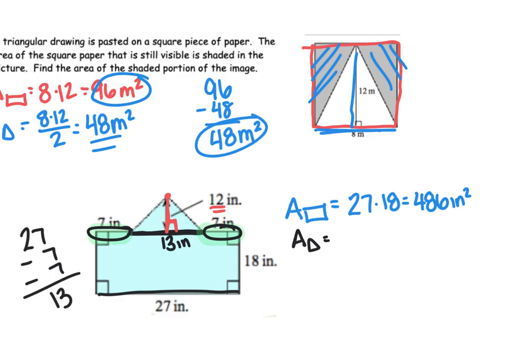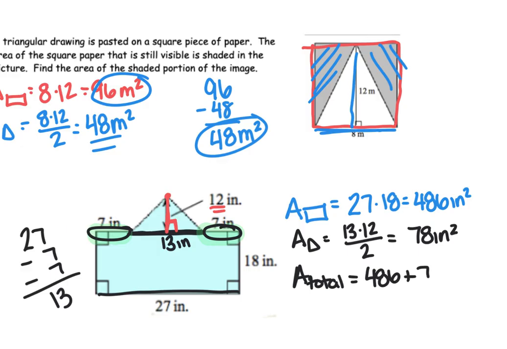So now I have the base, 13, and the height, 12, of this triangle. We can do 13 times 12 divided by 2, which gives me an area of 78 square inches. And now to get my total area, we're going to add the area of the rectangle, 486, plus the area of that triangle, which gives us a total area of 564 square inches.